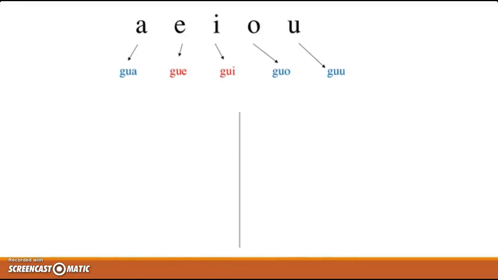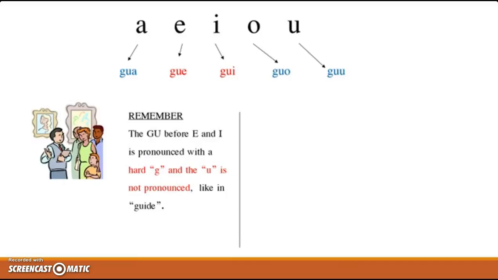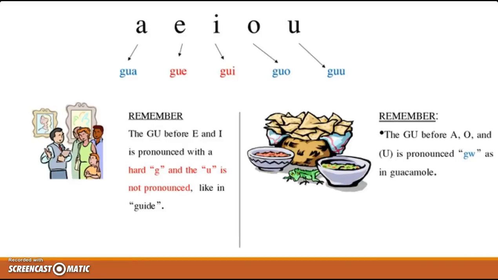All right, so here's a slide that kind of further demonstrates that. So there would be gua, ge, gi, guo, and then there's never a G-U-U, but I wanted to keep the slide consistent, but you will never ever see that. Spanish would never double up on the U. So remember that a GU before E and an I is pronounced like the hard G, and the U is not pronounced. Like in the English word guide, we don't say guide, okay? And then the GU before an A or an O is pronounced gua, as in guacamole or Guatemala. That's why we pronounce it that way.